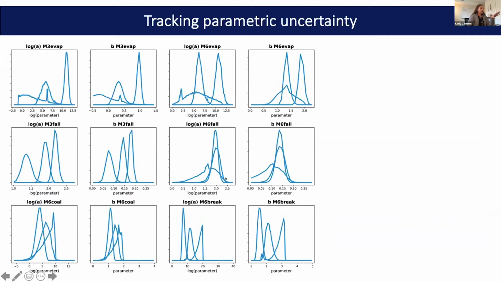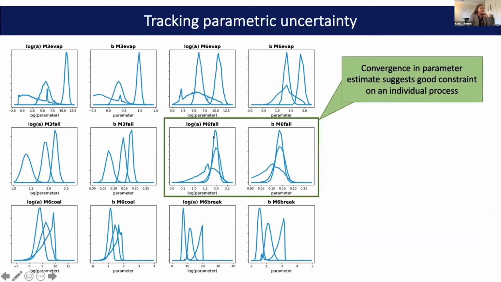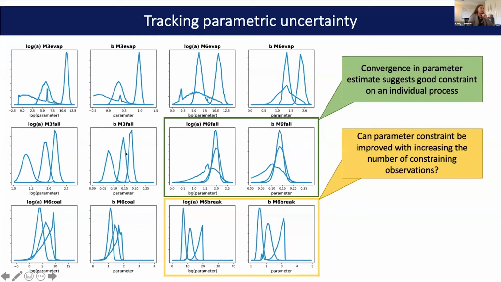The first thing I want to draw your attention to is, for the M6 fall speed parameters, a majority of the PDFs for these 3 different tests do fall on top of each other, or at least range over the same parameter range. So this suggests we're getting good convergence in this parameter estimate and therefore good constraint on the individual process. But if you look at the remaining parameters, there is a bit of a spread between all of them. For example, the M6 breakup parameters, there's not very good convergence. So this suggests we need to do something to better constrain these processes.